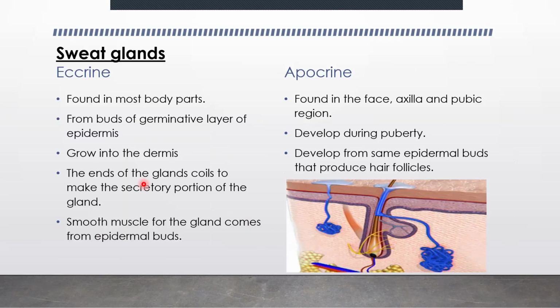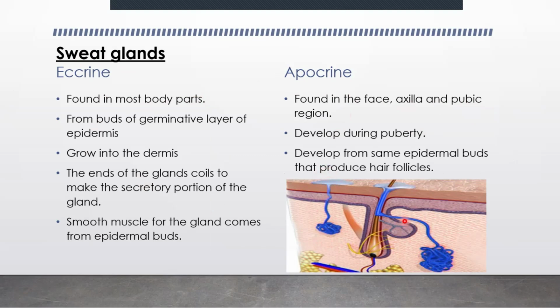We'll go to the sweat glands. Remember, you have 2 types of sweat glands: the eccrine sweat glands and the apocrine sweat glands. The eccrine sweat glands will be found in most body parts. The apocrine sweat glands will be found in the face, axilla, and the pubic region. A good example is this. So these are the eccrine sweat glands. They drain their secretions directly into the skin.